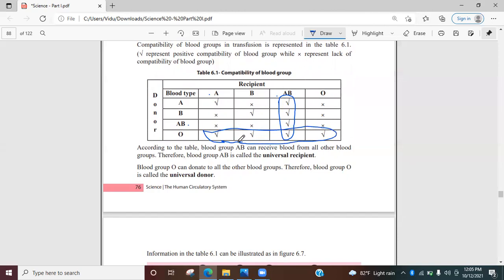So AB is called the universal recipient. Blood group AB is called universal recipient. Blood group O can donate to all other blood groups. Therefore, blood group O is called the universal donor.